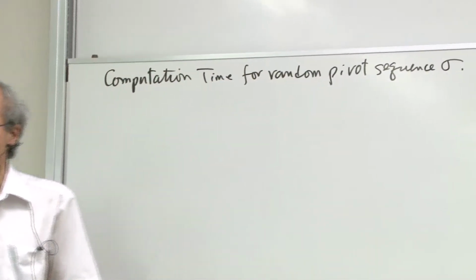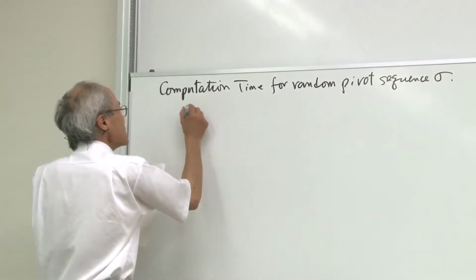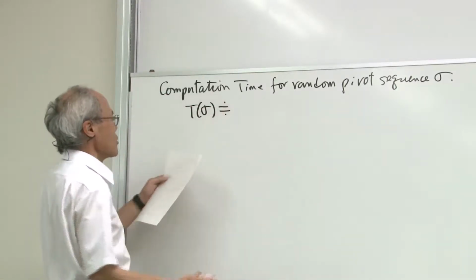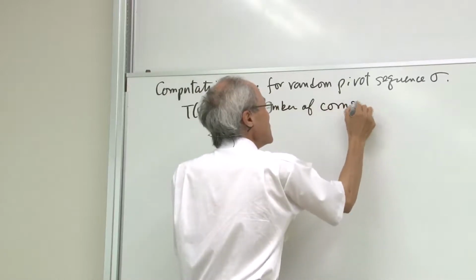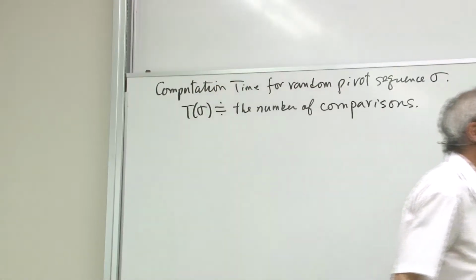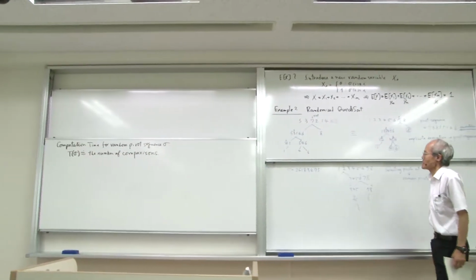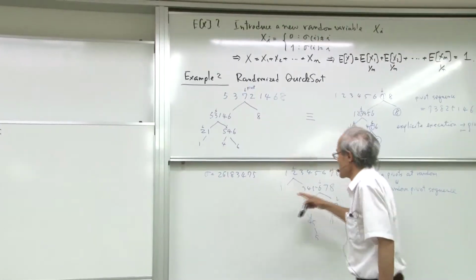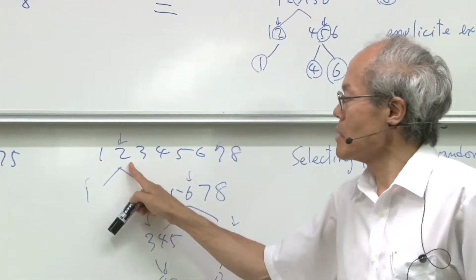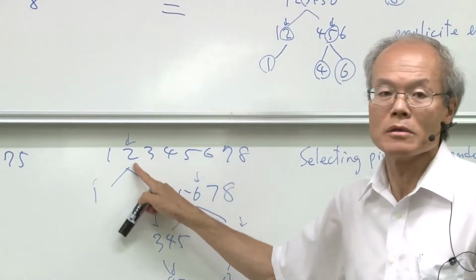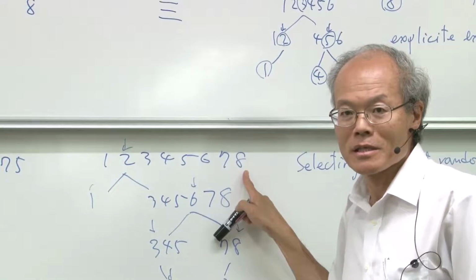We are given a random pivot sequence sigma, then what is the computation time for that sequence sigma? Okay, this is T sigma. It is almost equal to the number of comparisons of two numbers. I'll explain. So this is a given pivot sequence. Then this is the execution sequence of the Quicksort. Now, first pivot is 2. Then you need to compare all the other numbers with 2. So the number of comparisons is 1, 2, 3, 4, 5, 6, 7. Right?